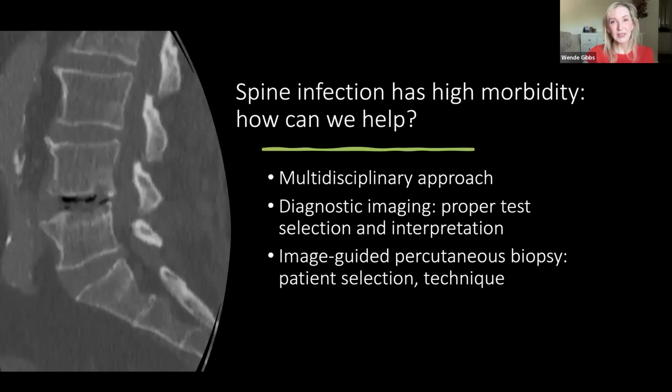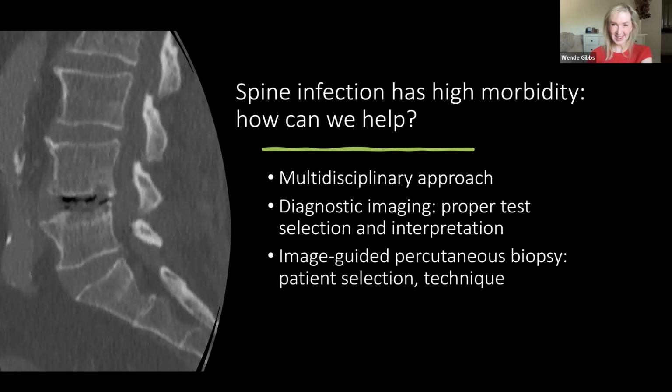All right, so spine infection, that's what we're doing in this conference. A multidisciplinary approach is very important. From the radiology perspective, we have two roles. We're the ones that will tell you what kind of test to get, especially if you can't get an MRI, and we interpret it, but we are also the ones that usually do the procedures.